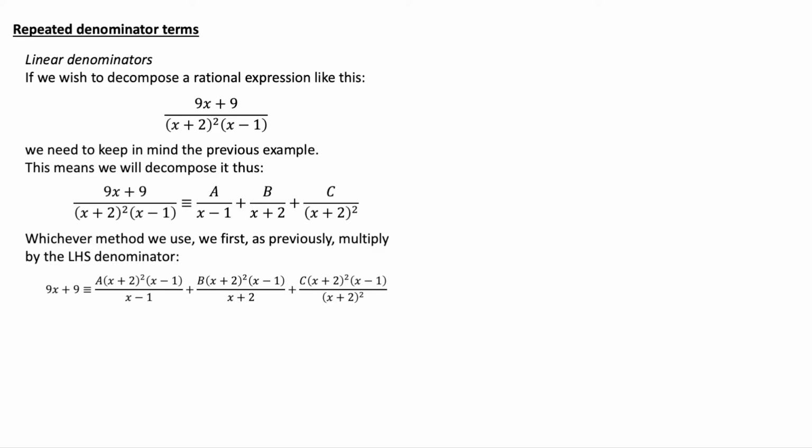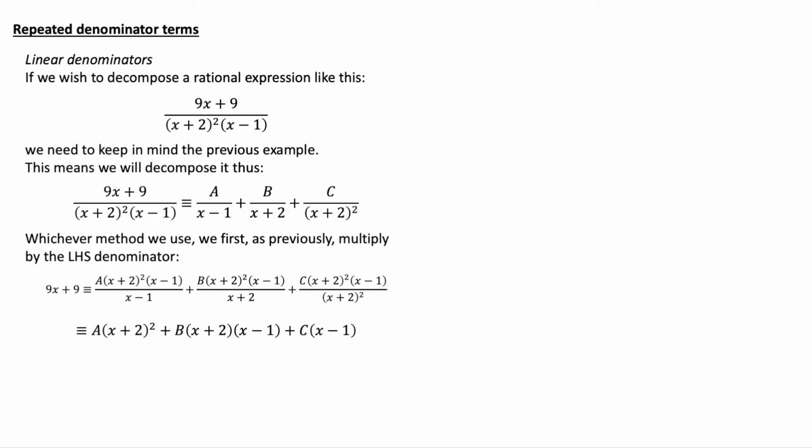Whatever method we use, we are first, as for all the previous examples, going to multiply by the left-hand side denominator. That will give us 9x plus 9, of course, on the left-hand side. On the right-hand side, I've just multiplied it through so we can see what happens and have a look at that quite carefully. The first term, the x minus 1 will cancel, so we're just left with A times x plus 2 squared. The second term, one of the x plus 2's will cancel, leaving us with an x plus 2 and an x minus 1.